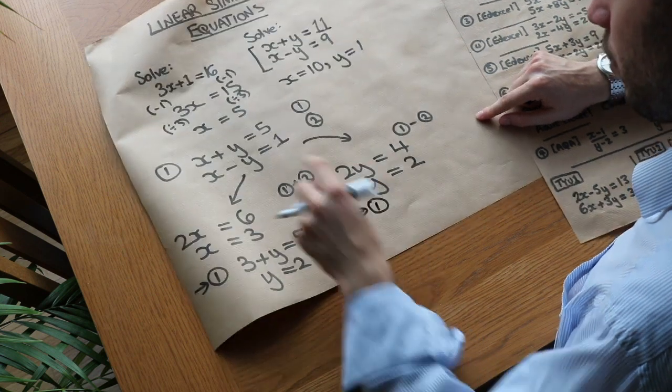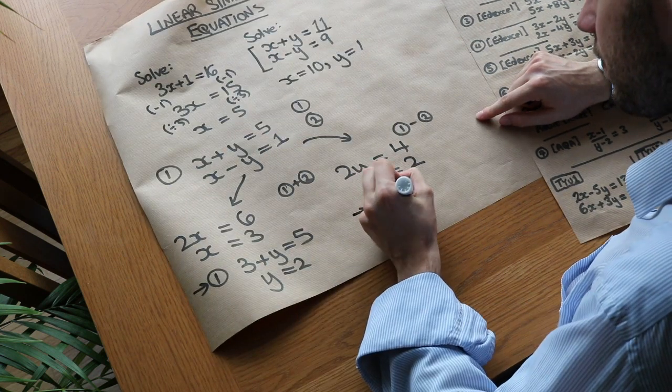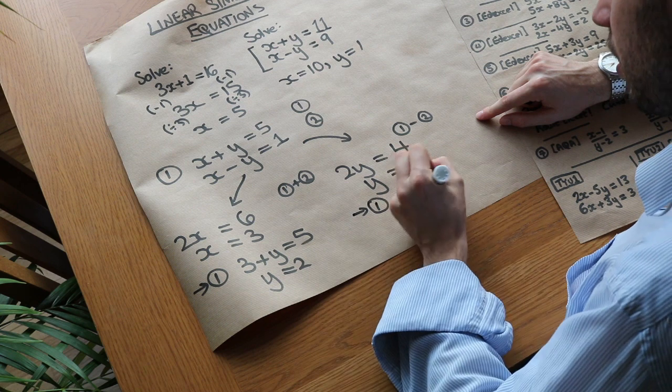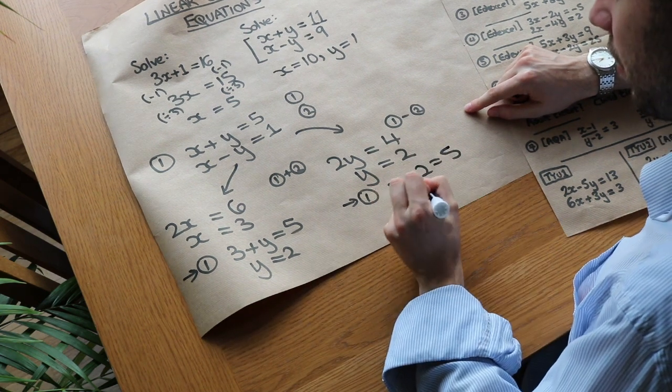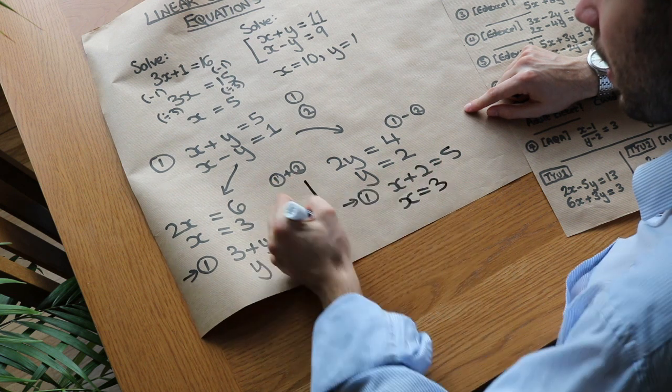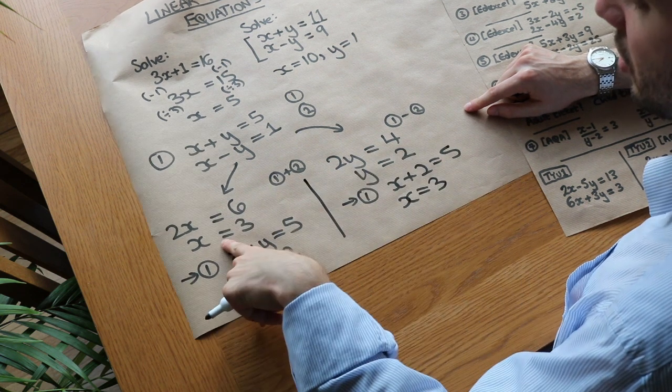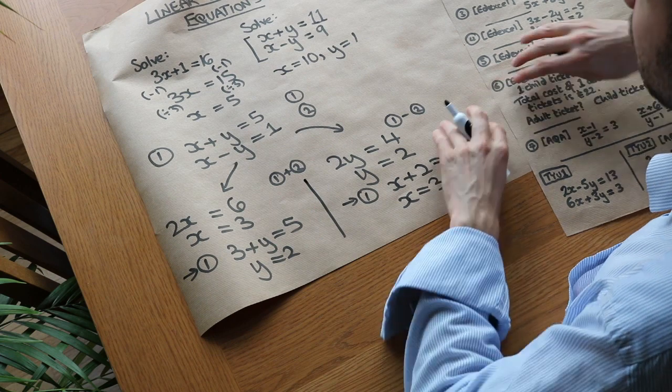If we sub it into 1, we've got x plus y, which is 2, is equal to 5, and what plus 2 is 5? Well, it's clearly 3, so x is 3. So you can see that in either case, we get the same solutions. X is 3 and y is 2.